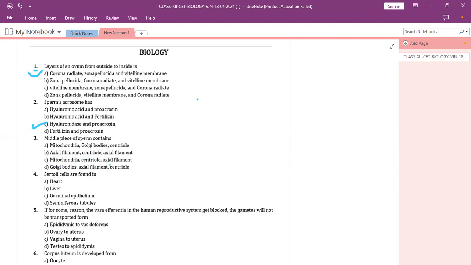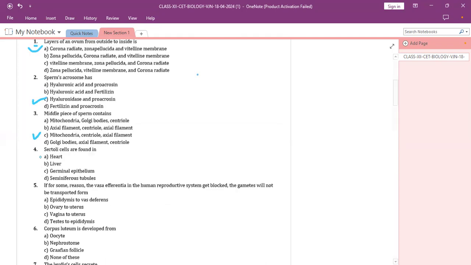So if we observe here again, the middle piece of the sperm contains the mitochondria, which, as we know very well, is responsible for the motility and the energy of the sperm. Centriole is also present in the middle piece, and the axial filament, so C is the right option.